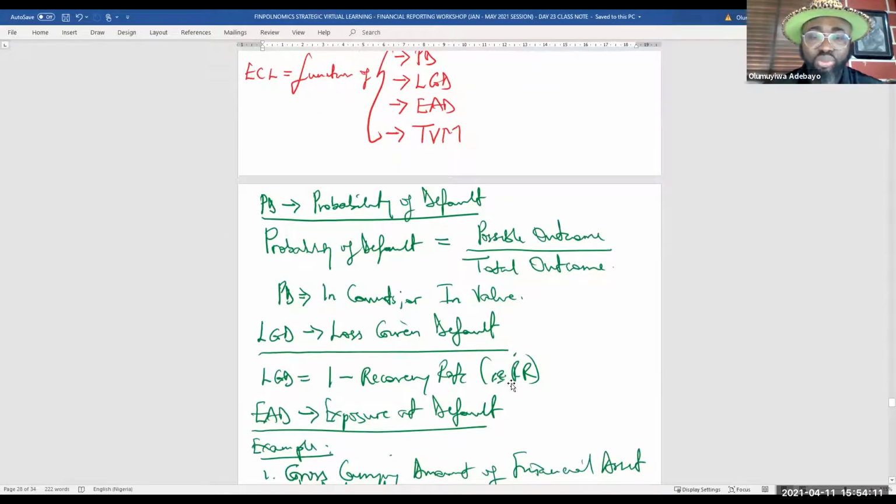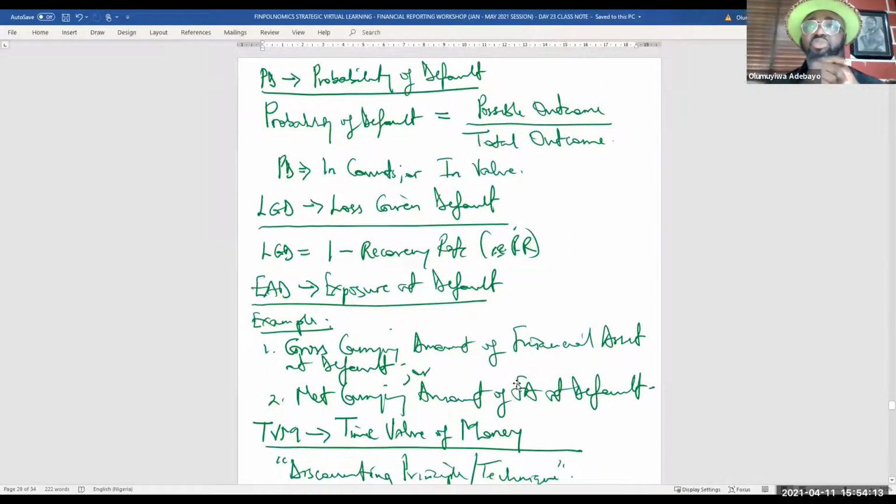We also talked about exposure at default. Exposure at default, you can view from two perspectives, and you see the relevance of those two perspectives when we get to the three-stage model. The first perspective is that our exposure at default may approximate the gross carrying amount of the financial asset at default. The second perspective is that it may approximate the net carrying amount. And as you all know, the difference between the gross carrying amount and the net carrying amount is the cumulative impairment losses that have been created by way of allowances for credit loss on that financial asset from its inception.